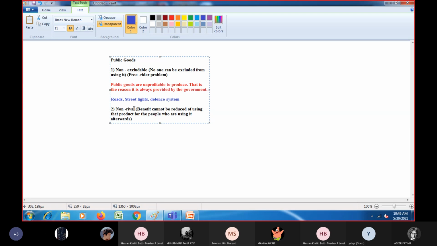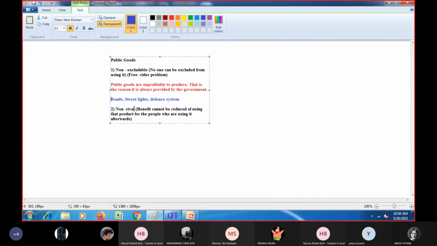It is rival, meaning that now you have reduced the benefit of that product for the other people. In fact, there will be no benefit for the other people. Why? Because they cannot use it. Okay. So non-rival is when, no matter how many people use it, the benefit obtained from using that product remains the same for every single person.